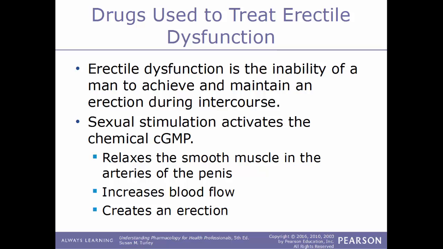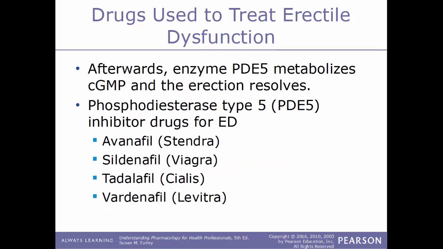Now, erectile dysfunction is the inability of a man to achieve and maintain an erection during sexual intercourse. And the sexual stimulation of a male activates the chemical cGMP. Now, this chemical will relax the smooth muscle within the arteries of the penis, which will allow more blood to flow through it, which will lead to an erection. When that stimulation is over, the enzyme PDE5 metabolizes the chemical cGMP, which will cause the erection to resolve itself.